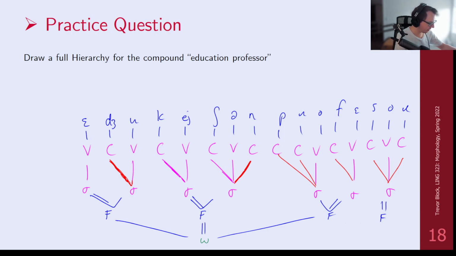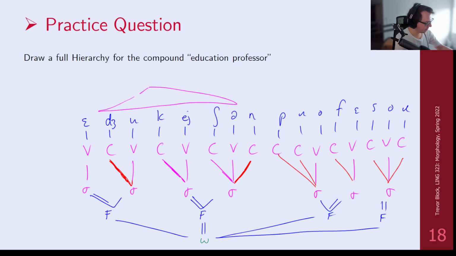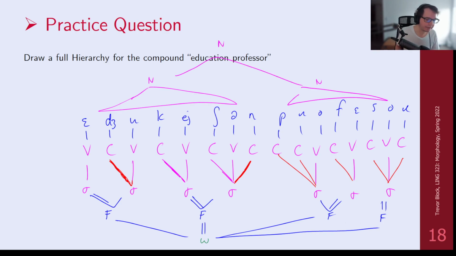Now at the top, sorry, I have to connect this last one to the prosodic word. At the top, we have to figure out what our categories are. So education in this case would be noun, professor in this case, noun, and these come together to form a compound noun. So that's how we could do a hierarchy for education professor. I gave you a very big word just for practice, but the reality is that if you were to do this, which you won't, I would not give you a word this big.